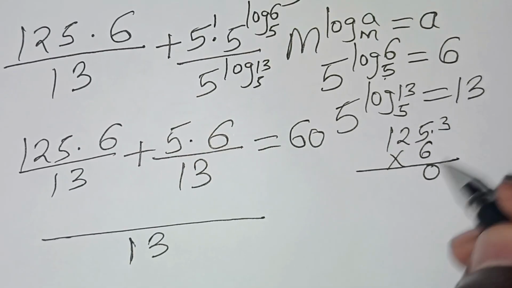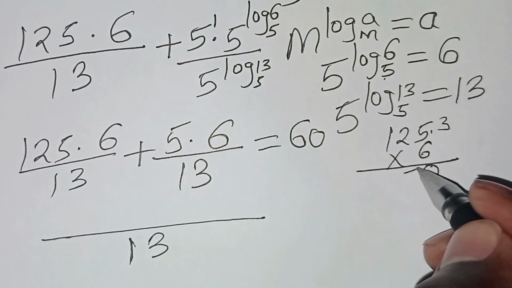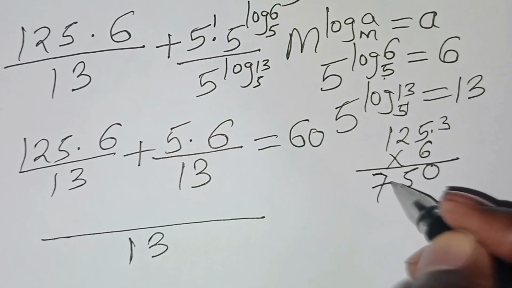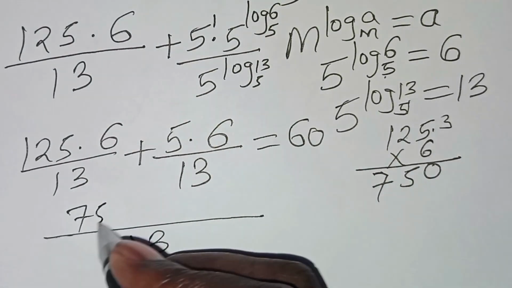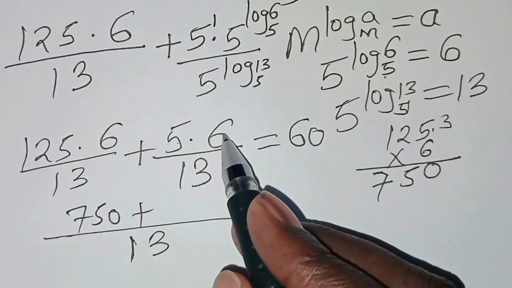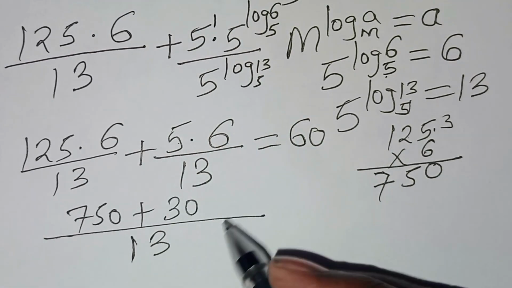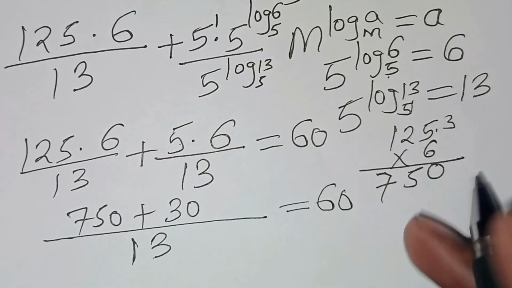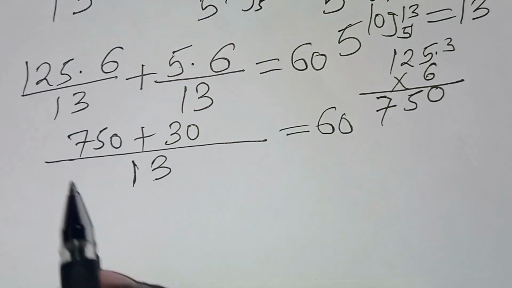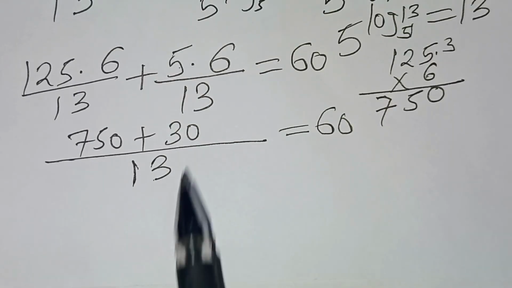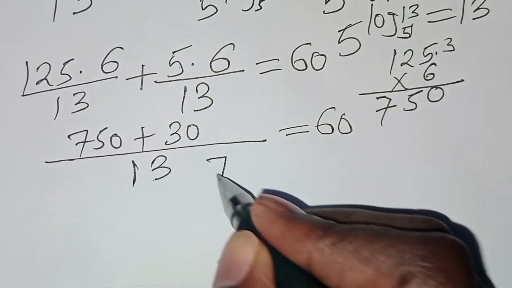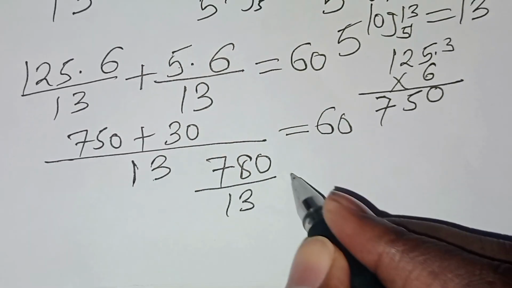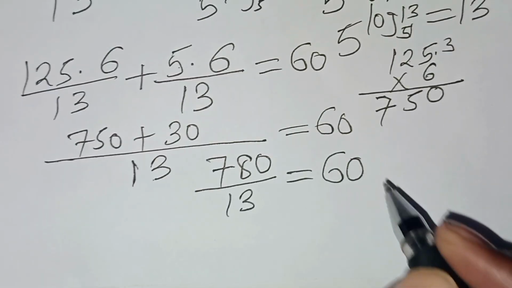So this is 6 times 5, 30; 6 times 2, 12, plus 3, 15, carry 1. So that is 750. We have 750 here, plus 6 times 5, which is 30, divided by 13. This should give us a value of 60. So here we have 750 plus 30, and this is equal to 780. Divided by 13, this should give us a value of 60.